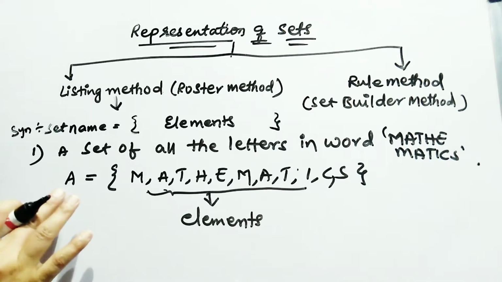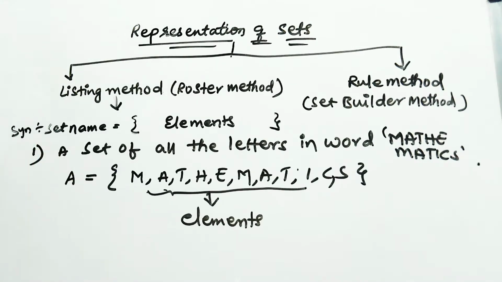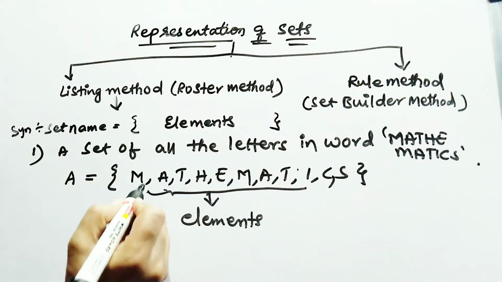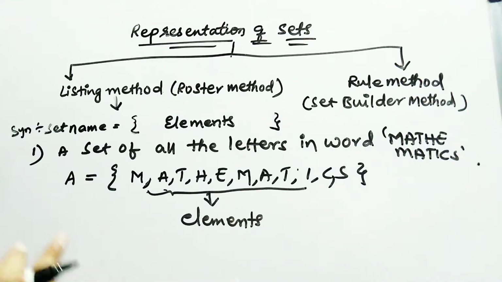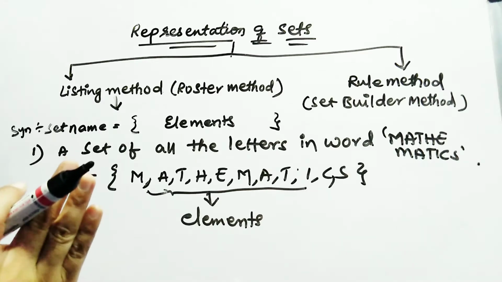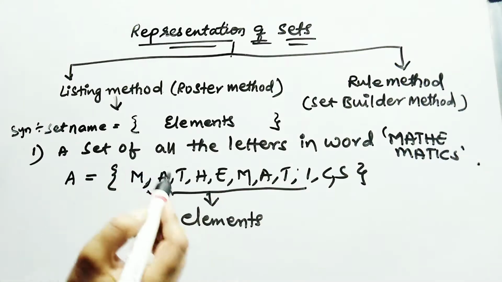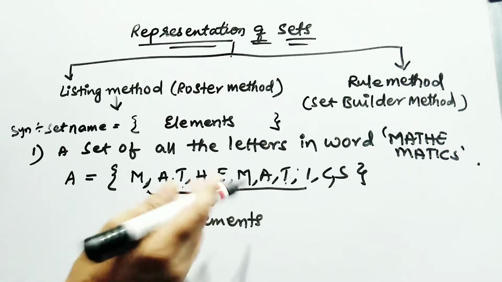This is your set name. The set name can be any alphabet, and all the elements must be separated by commas. One more thing you should remember: whenever you are using the roster method for representing a set, all the letters must be unique, with no repetition. There is one mistake here: T, M, A are repeated.